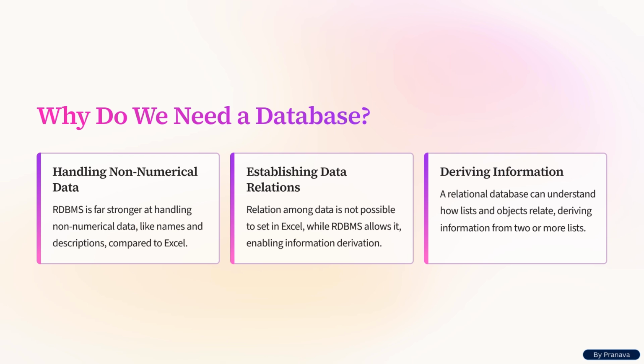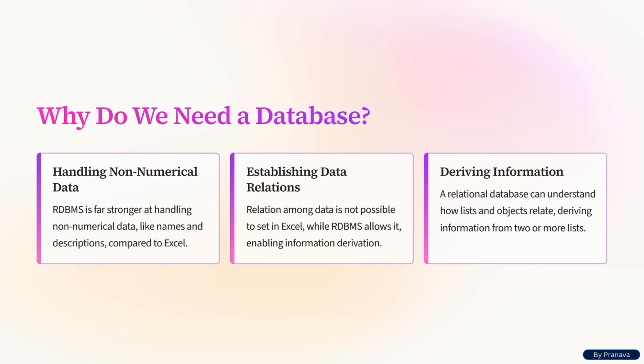And the third point is deriving information. A relational database can understand how lists and objects relate, deriving information from two or more lists. So any database has the capacity to understand how lists and objects relate to each other by taking information from two or more lists. We will learn about relational databases further. So just remember why we need a database in these three points.